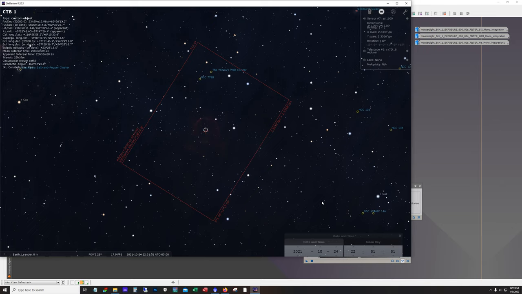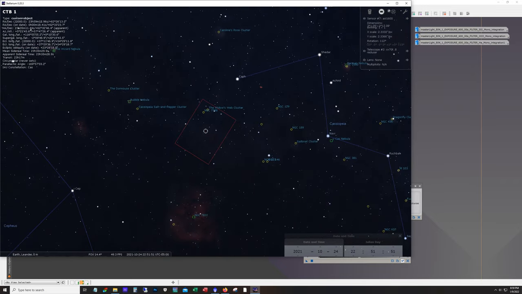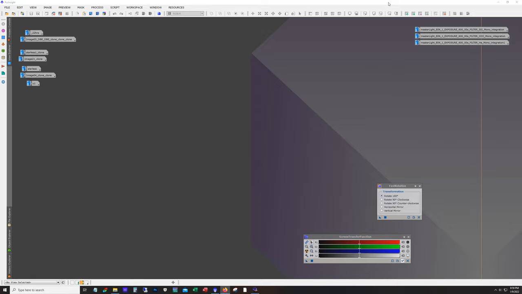Those first few subs that rolled in were pretty faint. I initially planned to just do HOO, and I started to do some processing midway through. The funny thing is that seeing how dim it is in Stellarium really should have given me a clue as to what I was getting myself into.